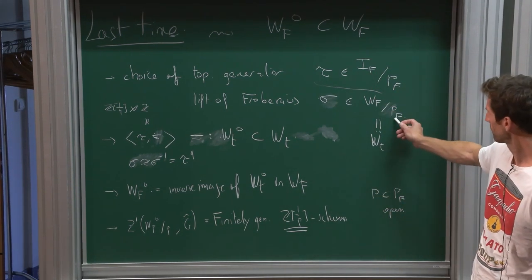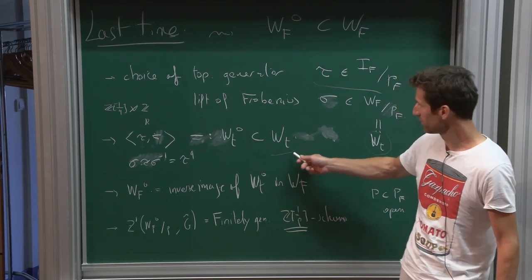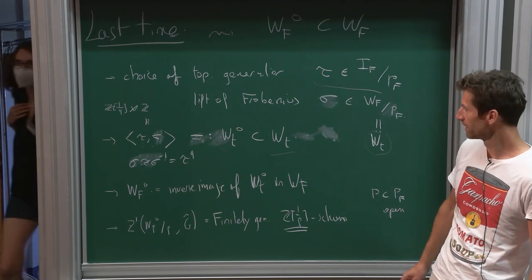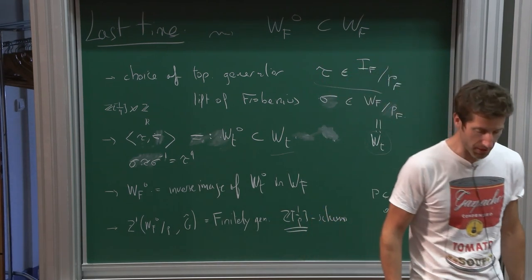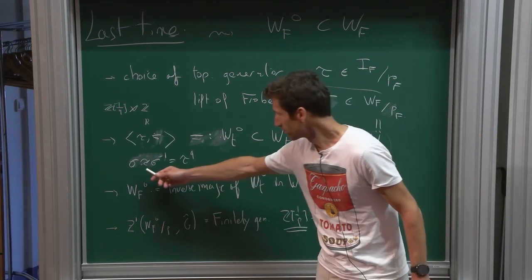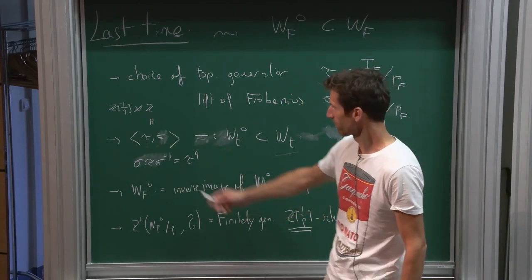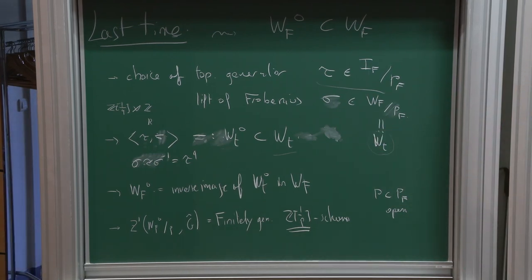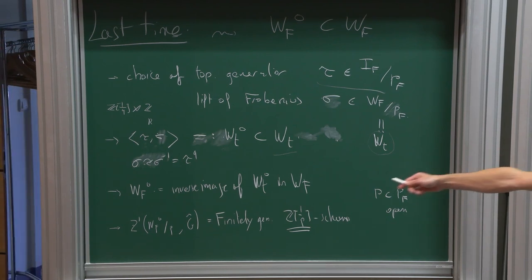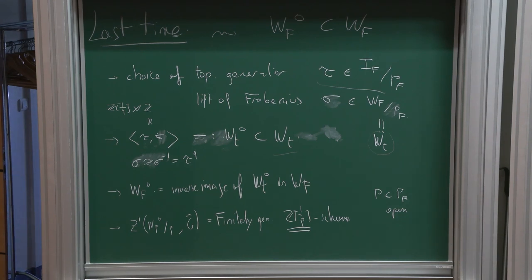And a lift of Frobenius. The quotient of WF mod the wild inertia, I denoted by WT. And inside WT, which is a topological group, I look at this discrete group generated by tau and sigma, which is a free group with one relation. So what you get in the end is a group which resembles this group. And I just define WF0 to be the inverse image of this WT0 in WF.